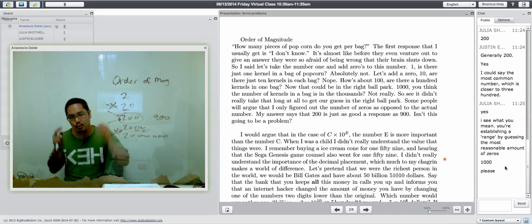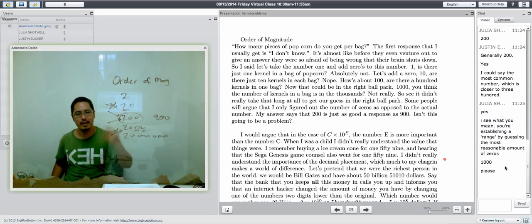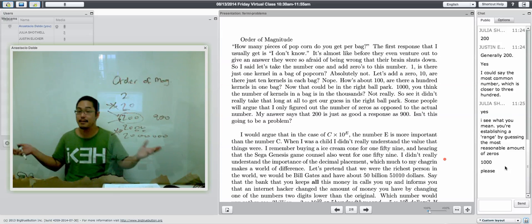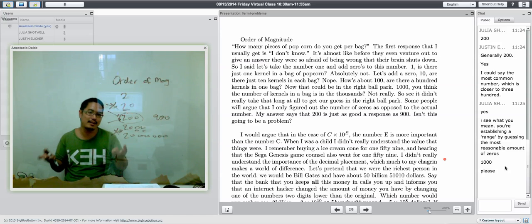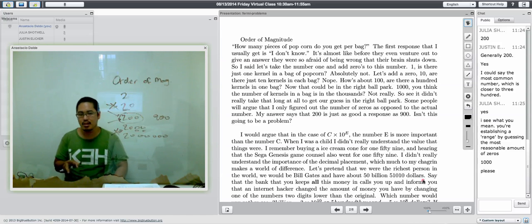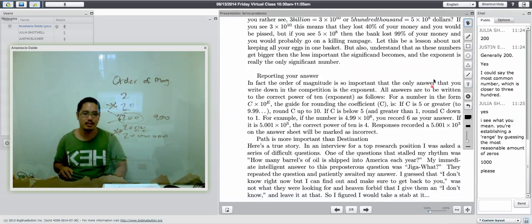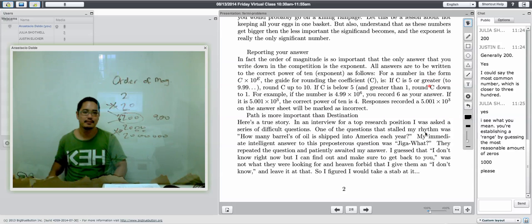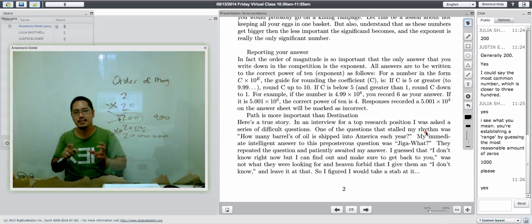So really, with order of magnitude, what I'm getting at here is that with these problems, we're only worried about the order of magnitude. Yes, you'll come up with a number, and yes, that number might be interesting, but really what we want is how many zeros there are. So on some of these questions, all I'm going to ask you is not what is the answer, but how many zeros are there. Does that make sense? In fact, order of magnitude is so important. I wrote it down. I literally wrote it down.